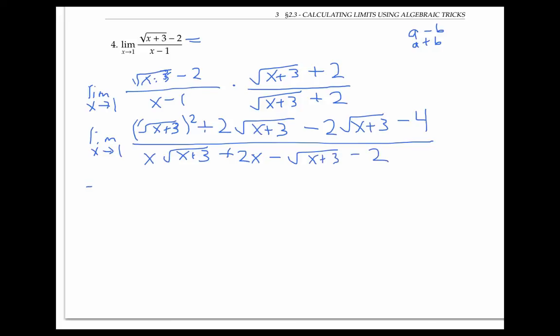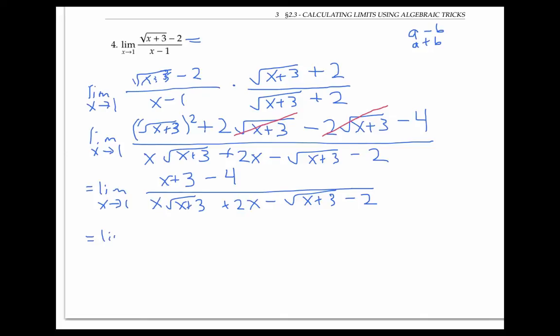Now let's see what simplifies here. So the square root of x plus 3 squared is just x plus 3. And I see that this expression and this expression are opposites, so they subtract to 0 here. So on the numerator, I just have x plus 3, and then I still have the minus 4. On the denominator, it looks a little messy. I'll just copy it over for now.